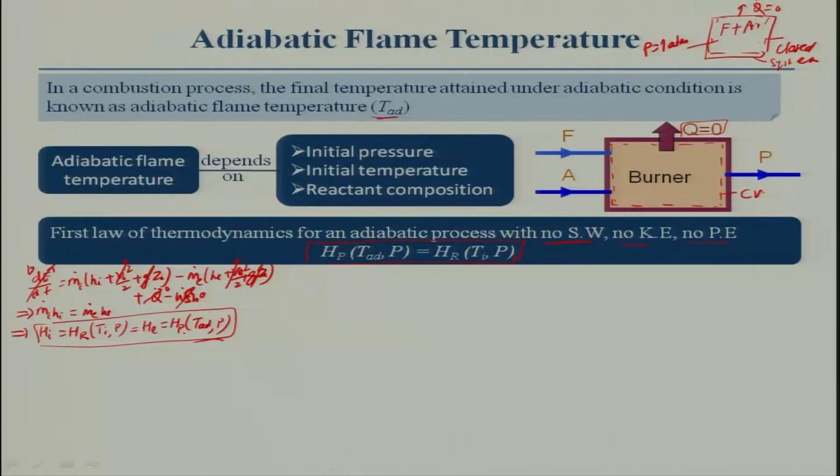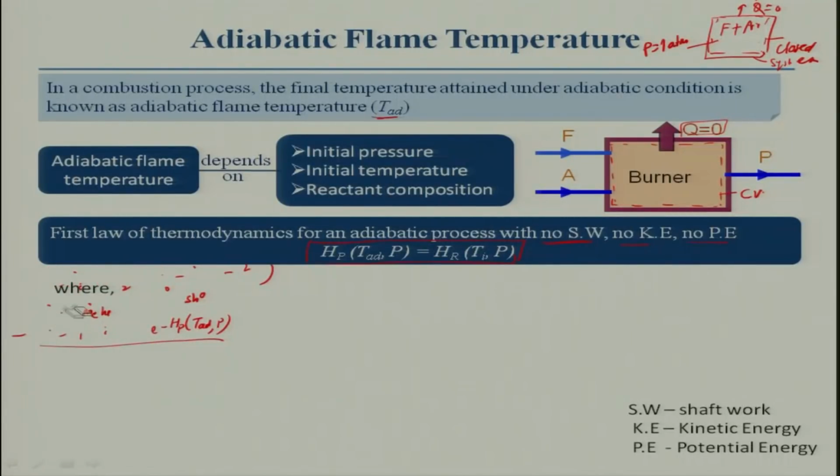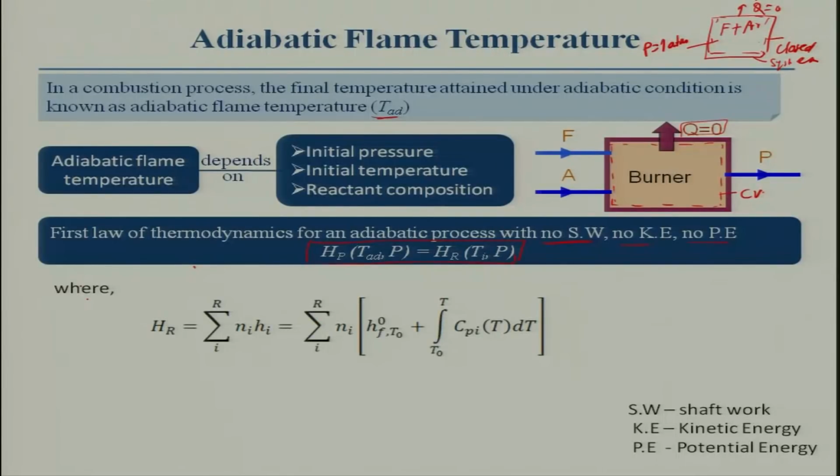So, but what is this Hr and Hp? Basically, we are doing enthalpy balance, the total enthalpy of the reactant is the same as the total enthalpy of the product. That is the point we are doing, and then let me erase this portion. Where Hr is basically NiHi, I can be like 1 to R. 1 to R means what?